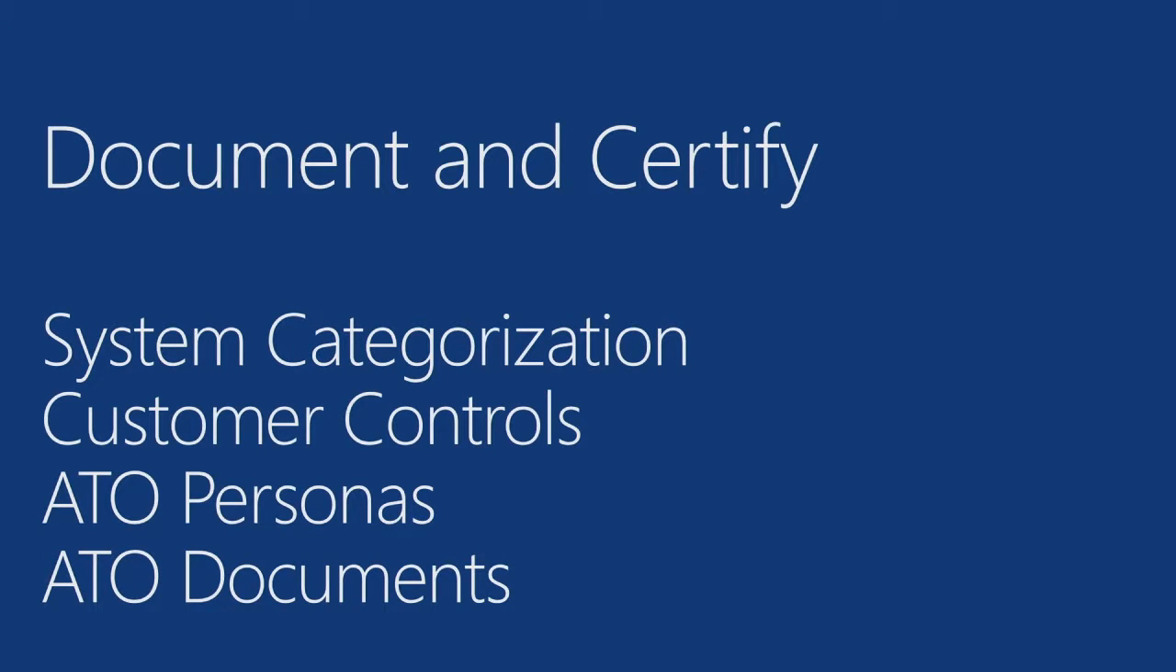So finally, we'll get to the document and certify section, and talk about system categorization, customer controls, the ATO personas, and finally, the ATO documents themselves.